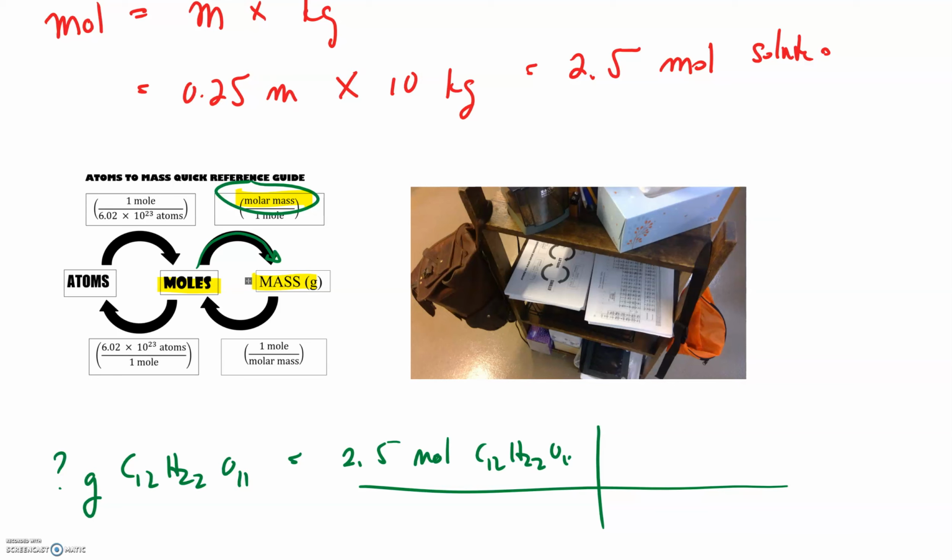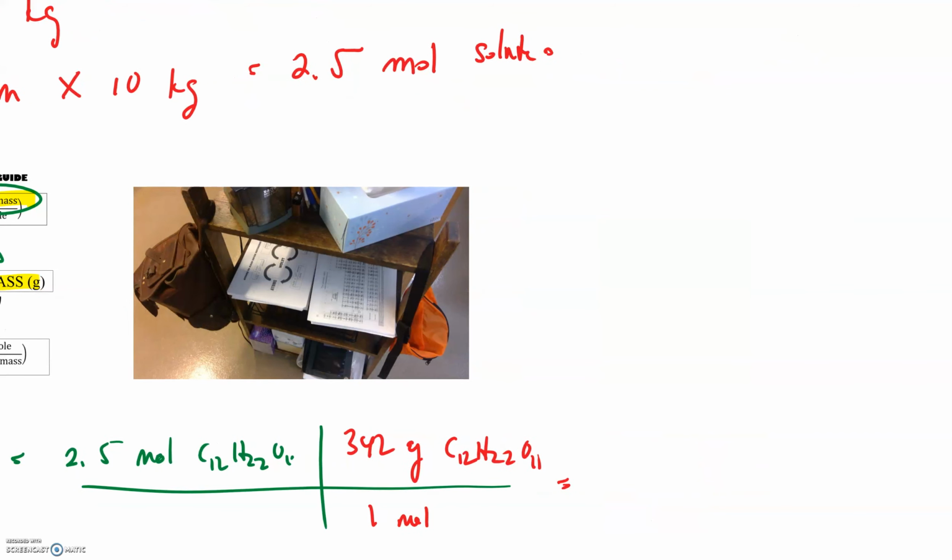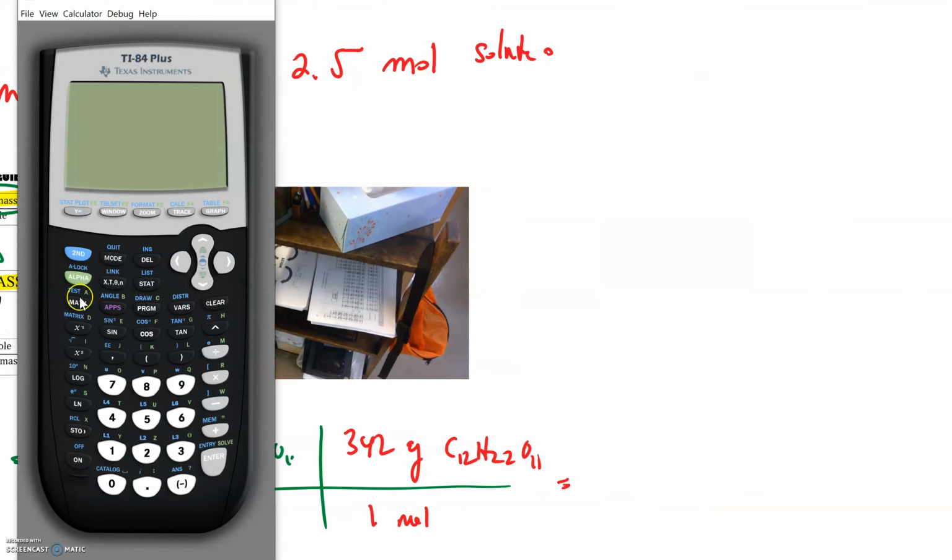We'll put molar mass on the top, 342 grams of C12H22O11 over 1 mole. Bust out my calculator right here. Good thing I brought one, huh? Make sure you have one on the quiz. And we'll say 2.5 moles times our molar mass, 342 grams. There we go. What mass of this solute is required to make 10 kilograms of a 0.25 molal solution?